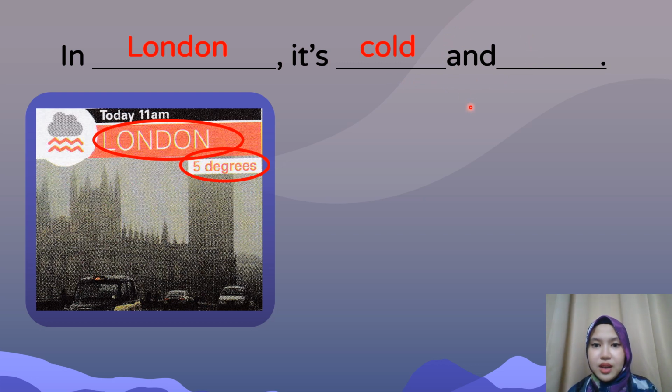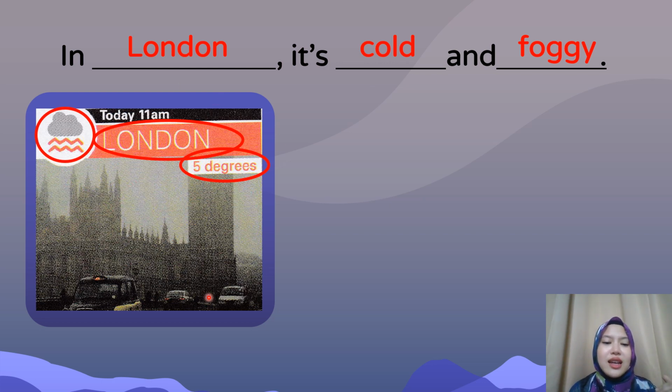And, okay, now you write the weather block. Okay, look at the symbol. You don't know what that is, but look at the picture. So you cannot see things very well. Okay, so this is called foggy. Okay, so that's it. In London, it's cold and foggy. Okay, so the answer is here in the picture. So you look at the temperature and the weather.